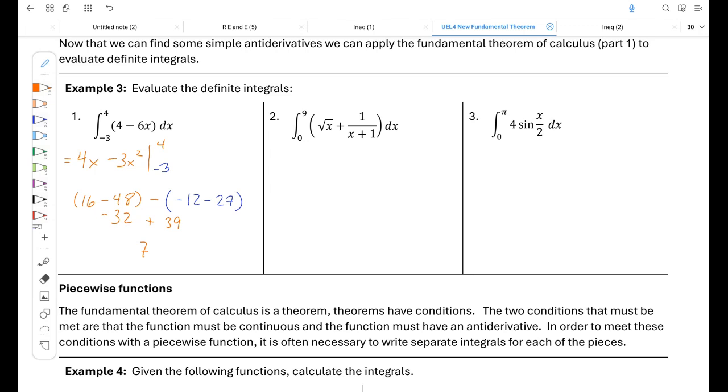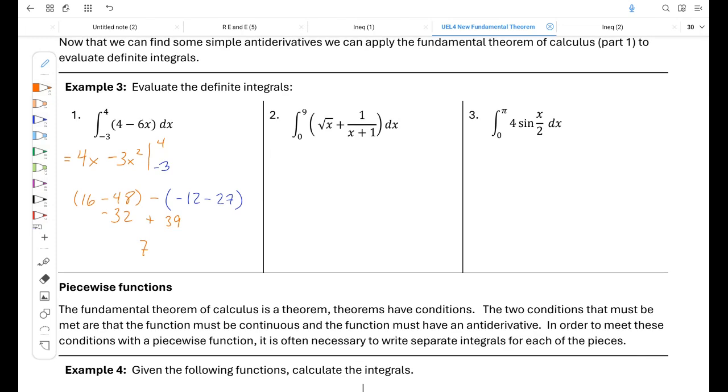Okay, number 2, integral from 0 to 9 of square root of x plus 1 over x plus 1. Same thing, it's addition and subtraction there, so we'll treat them separately. Square root of x is x to the 1/2 power. 1 over x plus 1 is x plus 1 to the -1 power. That is the thing we need to find the antiderivative for.